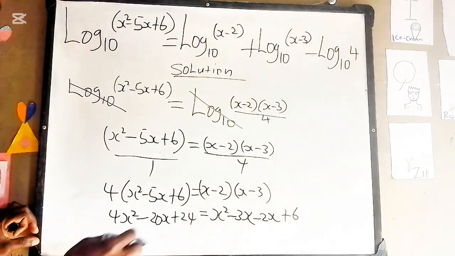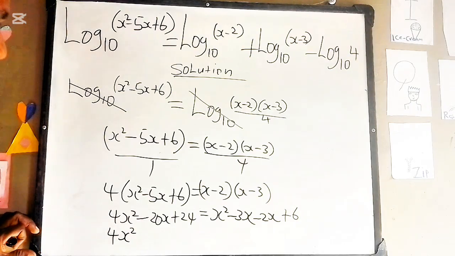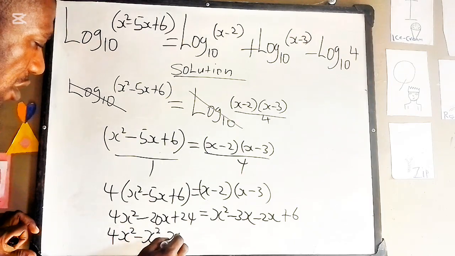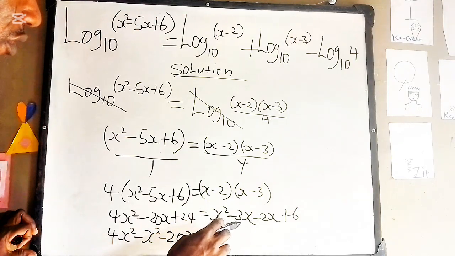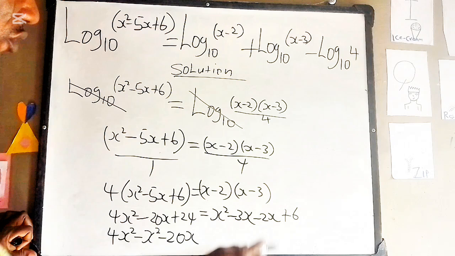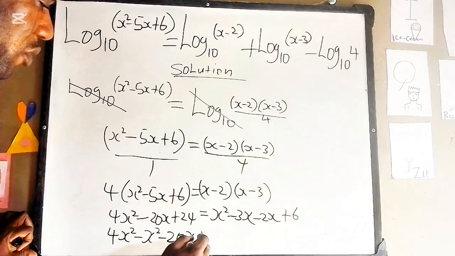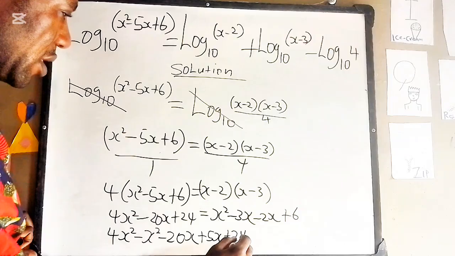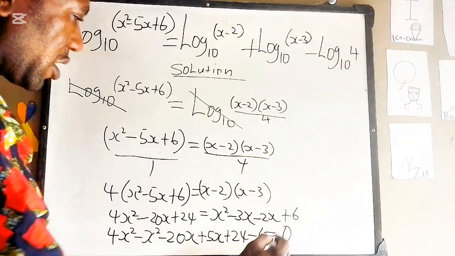So at this point, we have 4x squared. We bring this one so that we can collect like terms, minus x squared. We take this to the front, minus 20x. Bring this one closer, which is minus 3x minus 2x. You have minus 5x. As it's carrying minus to this place, it will now be plus 5x plus 24 minus, because this is coming to the left, minus 6 equals to 0.